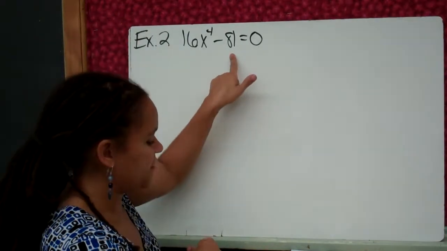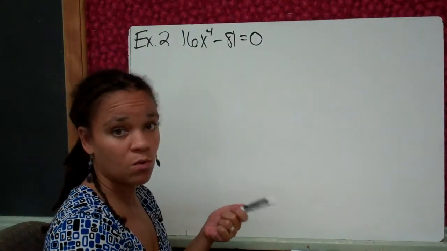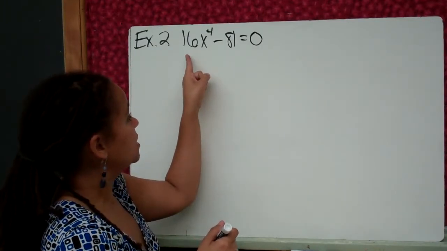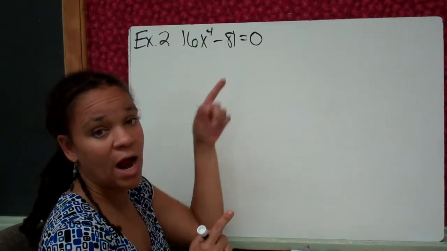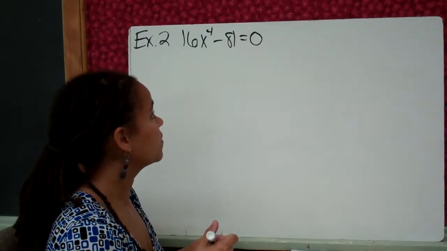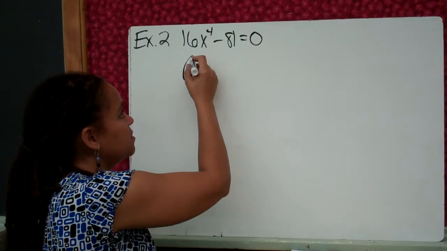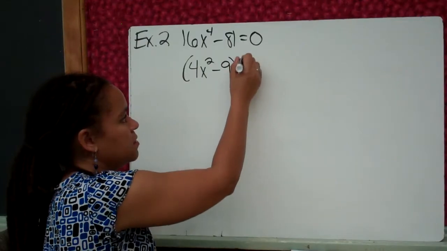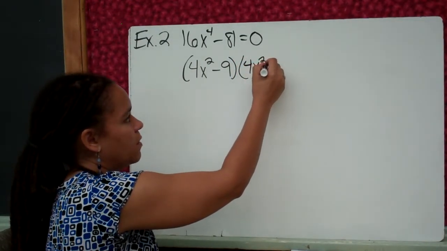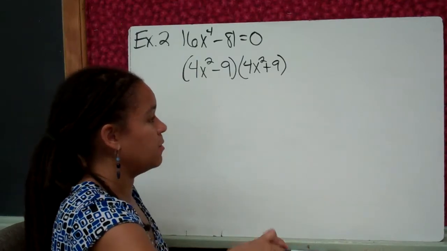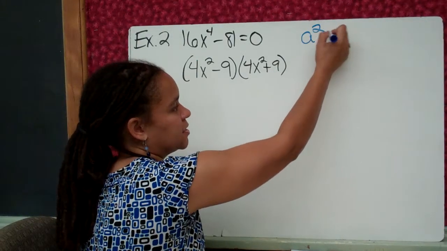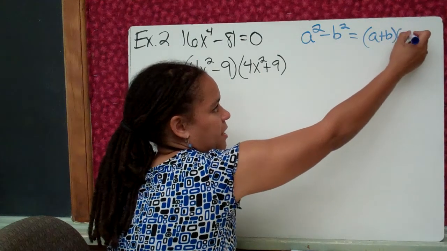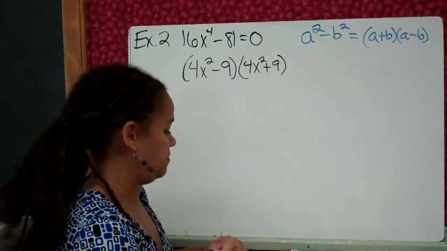Example 2. Let's solve this one. So this is factoring as well. We need to recognize that this is factoring the difference of perfect squares. So 16 is a perfect square, x to the 4th is a perfect square, and 81 is also a perfect square. So I could rewrite this as, taking the square root of everything, 4x squared minus 9 times 4x squared plus 9. Remember, the difference of perfect squares states a squared minus b squared equals a plus b times a minus b. So that's the fact that I'm using.